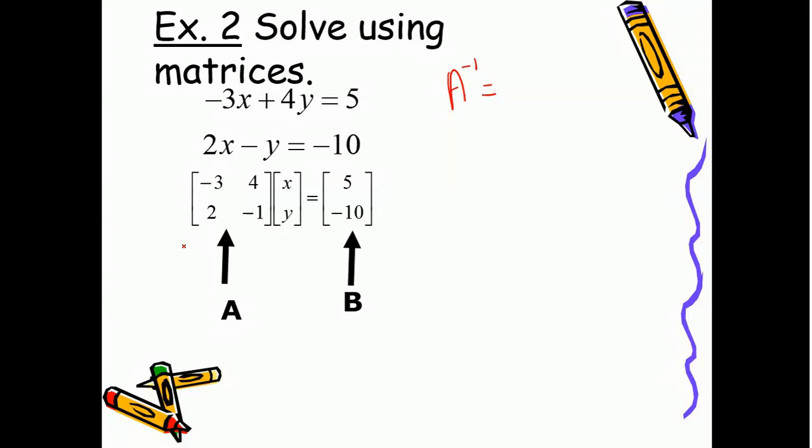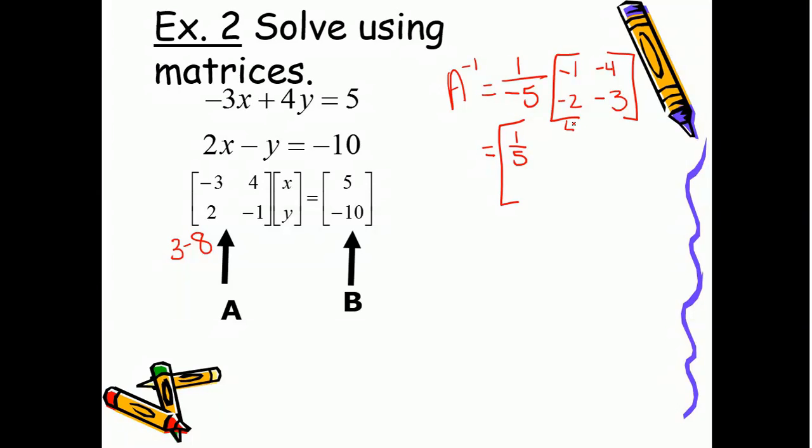-3 times -1 is a +3. And 2 times 4 is 8. So my determinant looks like it's going to be -5, right? Then we're going to flip-flop our A and D around and change the sign of those two. There we go. So my inverse, if I distribute that -1/5 in, looks like I'm going to get a +1/5, +4/5, a +2/5, and a +3/5. Oh, the joys of fractions.